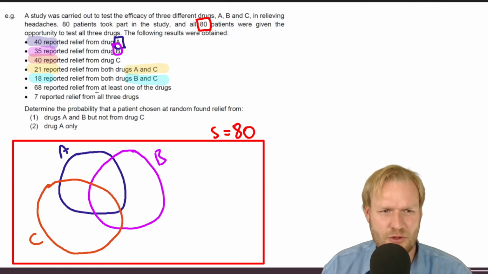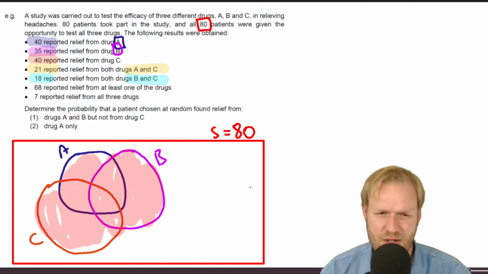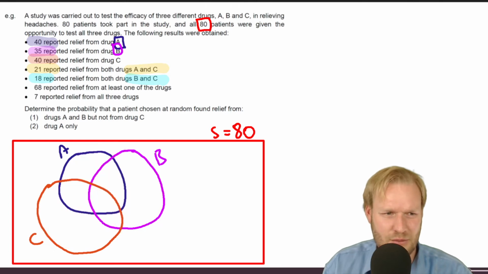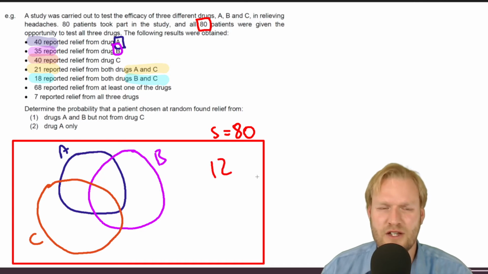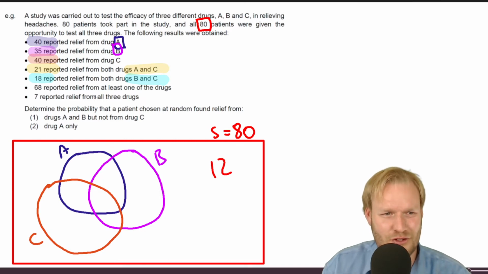Okay, 68 reported relief from at least one of the drugs. Well, that means that if we highlight all of these things, that must all be 68. That helps us with something because if there were 80 altogether and there's 68 in here, it means there must be 12 that unfortunately didn't get relief from any drugs. Okay, so that's that, and we'll probably come back to that information.